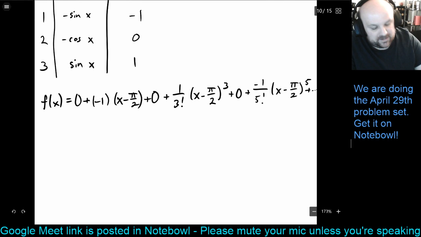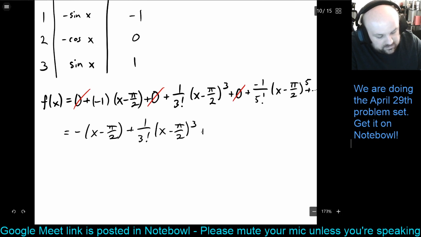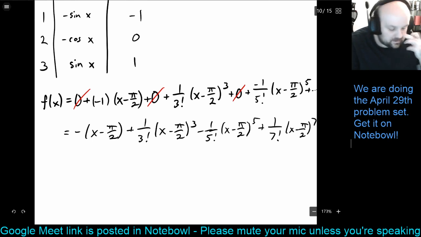So if you look at what's happening here, getting rid of all the zeros and just writing what's actually there, we'll have negative x minus pi over 2 plus 1 over 3 factorial x minus pi over 2 cubed. And then let's write minus 1 over 5 factorial x minus pi over 2 to the 5th. And you're going to get plus 1 over 7 factorial x minus pi over 2 to the 7th, and so on.